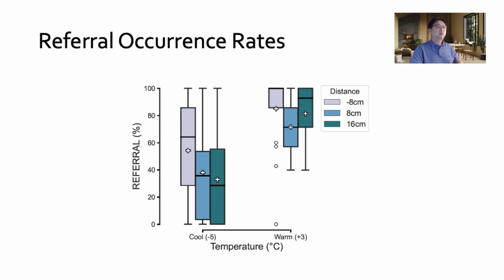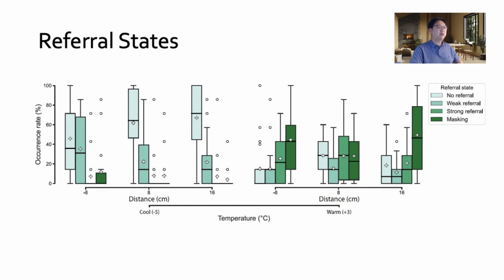We found that the wrist location showed the highest referral occurrence rate in both cool and warm conditions. Occurrence rates were significantly higher with warm conditions. In terms of referral states, the highest occurrence rates were masking states on 8 and 16 centimeter for the warm condition. For the cold condition, no referral state was observed the most in all 3 distances.